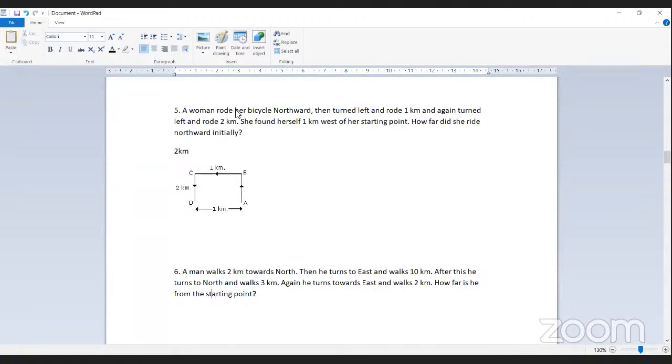Ma'am, when she's taking the second turn and the third turn, at that time do we have to consider the ideal north, south, east, west, or do we have to consider the way she's facing after the first turn? Okay, but the man walks 2 kilometers towards north, then he turns east. No, generic. Okay, ma'am.